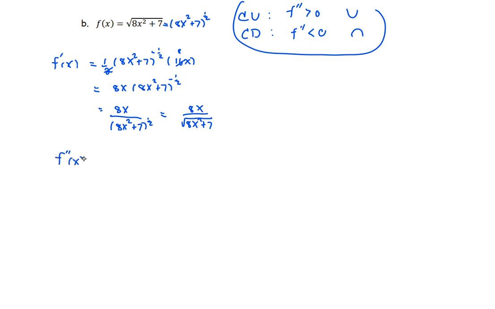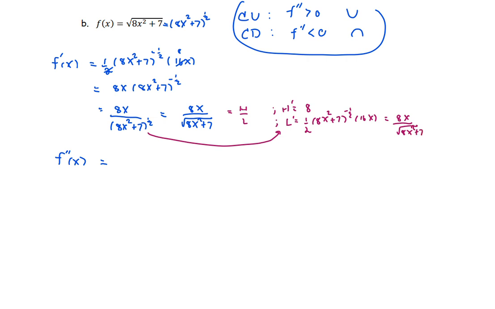The second derivative, from what we have, is in quotient form, so we're going to use the quotient rule. The top is high, the bottom is low. Therefore, d high is 8, and d low comes from the general power rule: 1/2 the quantity 8x squared plus 7 to the power negative 1/2 times 16x. Then simplify again to get 8x divided by the square root of 8x squared plus 7.